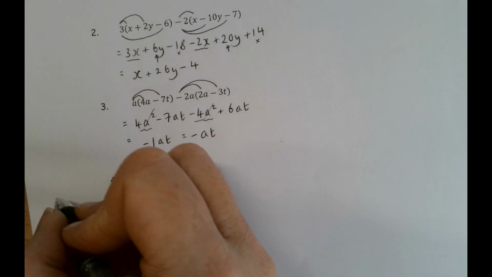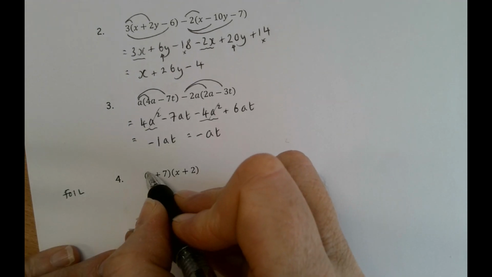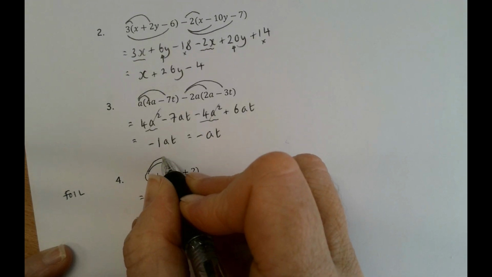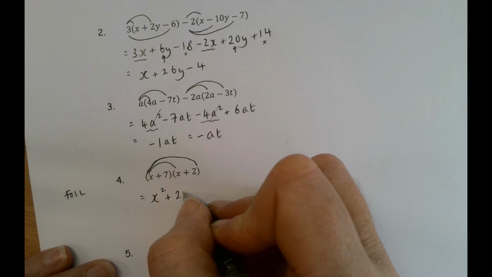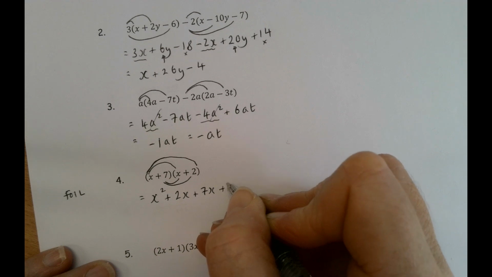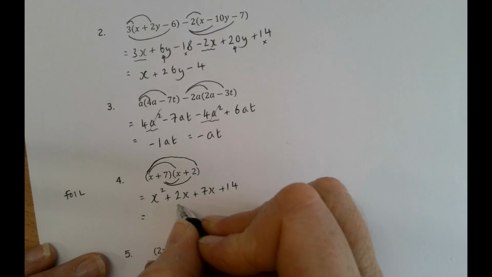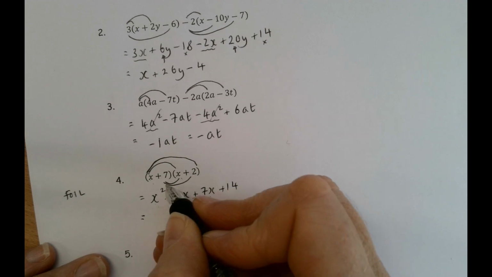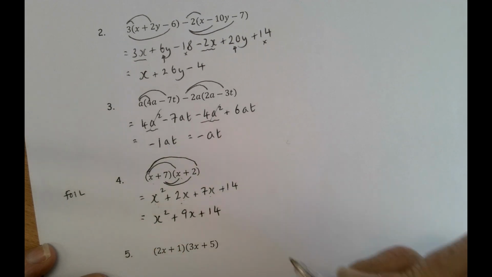Double brackets, you can do FOIL, you can do the umbrella, whatever you like, but I'm just going to do FOIL. So first by first is x squared, outer by outer, x by 2 is 2x, inner by inner, 7x, and 7 by 2 is 14. So everything in this bracket has to multiply by everything in this bracket. So that's why I have 4 terms. x by x is x squared, x by 2 is 2x, 7 by x is 7x, and 7 by 2 is 14. So I've got x squared plus 9x plus 14.